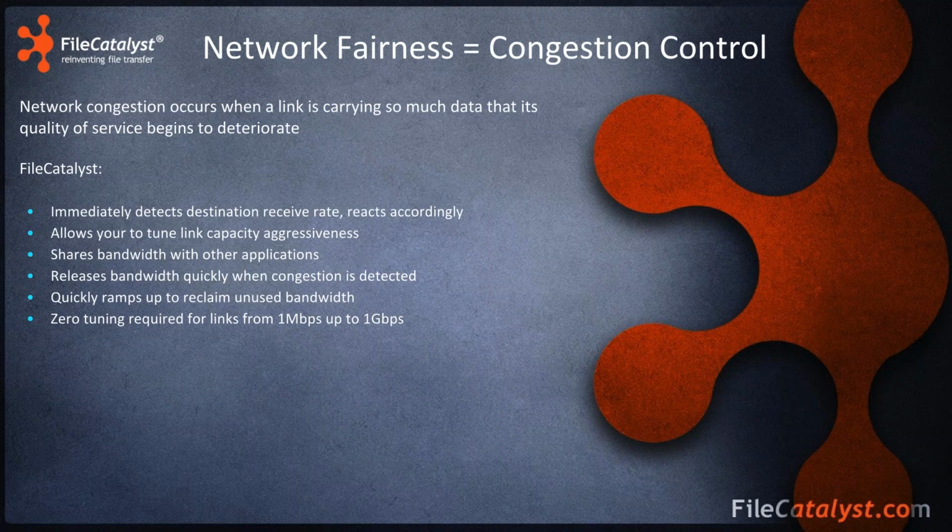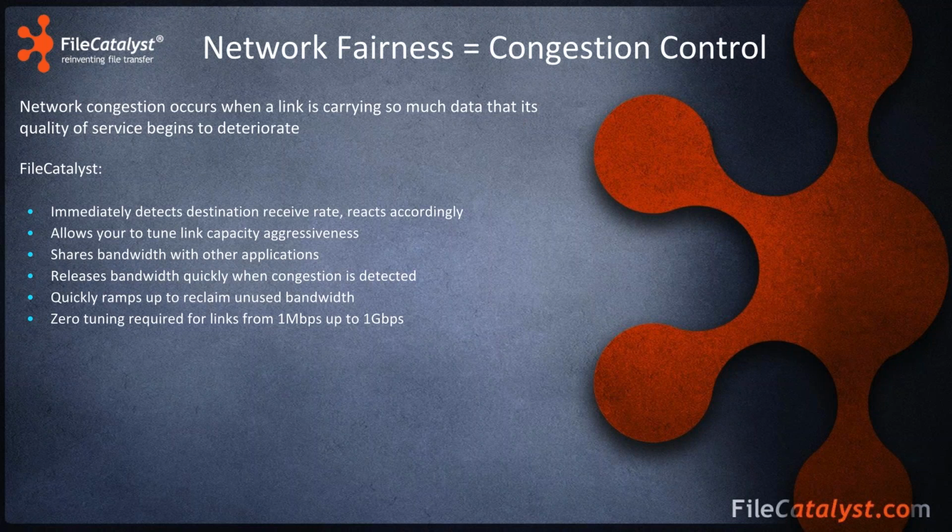Congestion control, in terms of what is congestion? Congestion happens when you're trying to oversaturate your link. This means that you're trying to push more data than the link can handle. So how does FileCatalyst fare when it comes to congestion control? We immediately detect the destination receive rate. That's one thing that's built into the protocol.